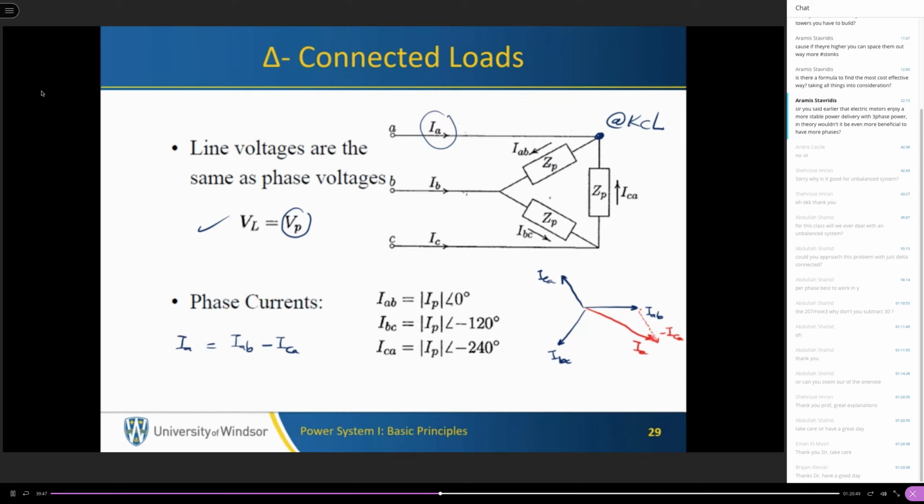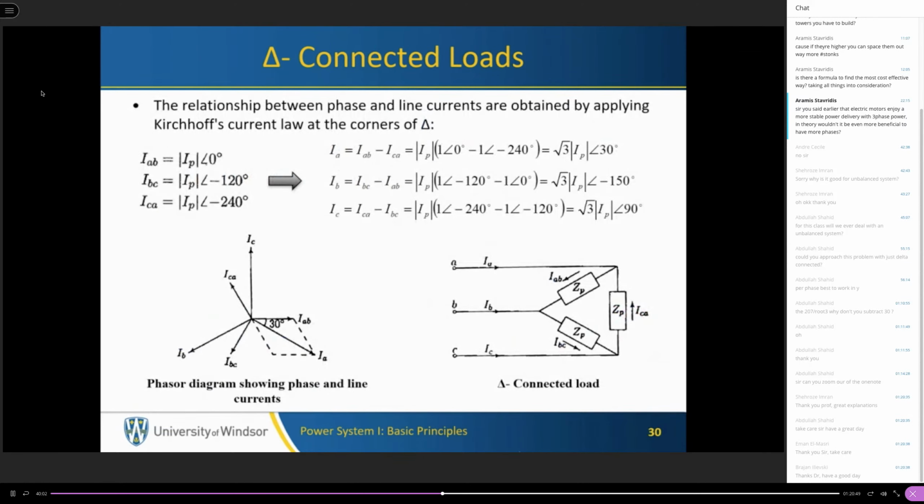So as you can see, the magnitude of the line current is greater than the phase current by √3, and it is shifted by 30 degrees in the backward direction. So it is negative 30 degrees. This is the phasor diagram. So I line is equal to I phase shifted by negative 30 degrees, and the magnitude is multiplied by √3. This is for delta connected loads.